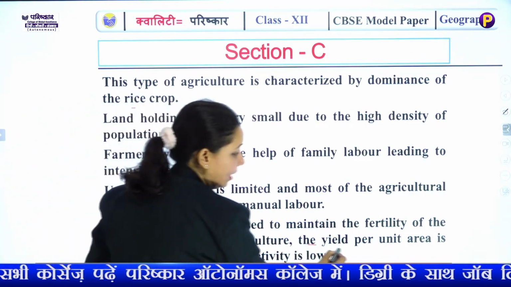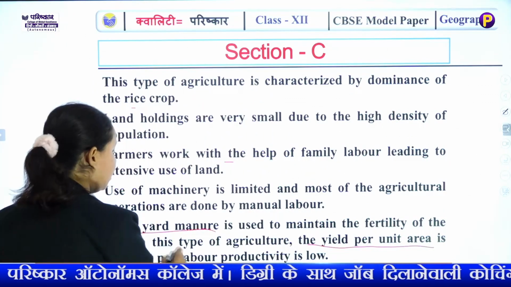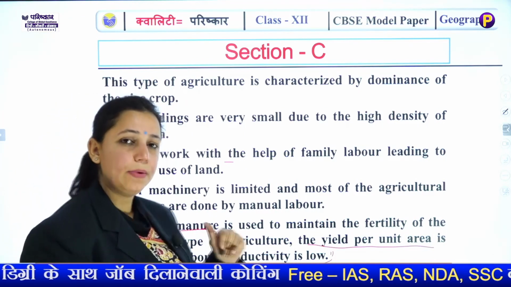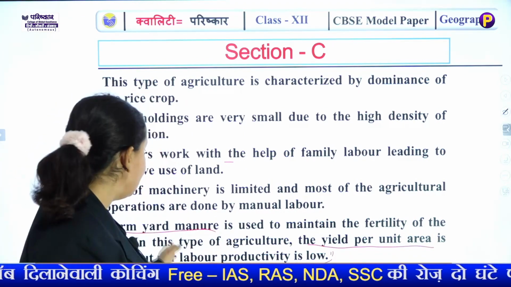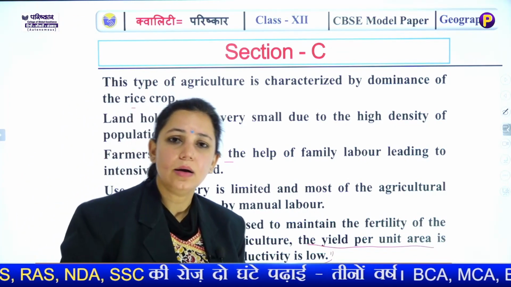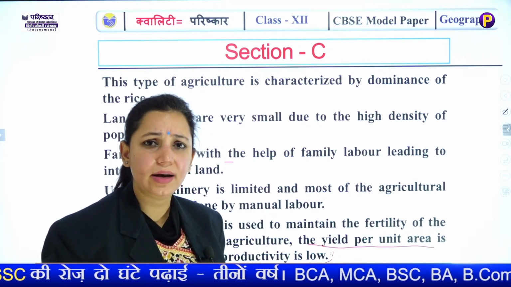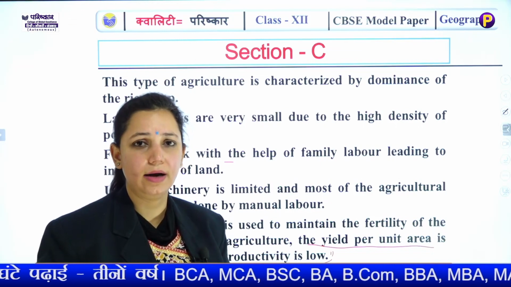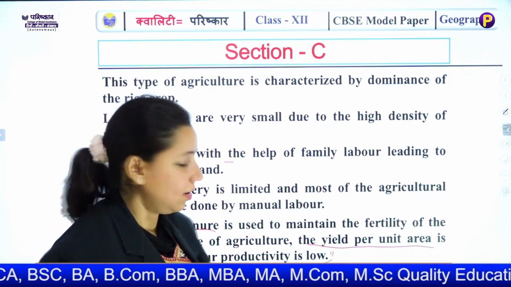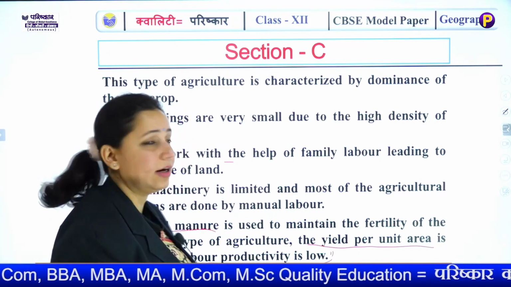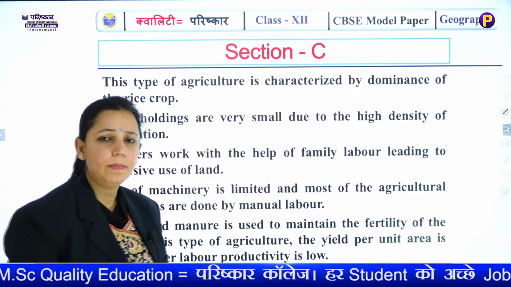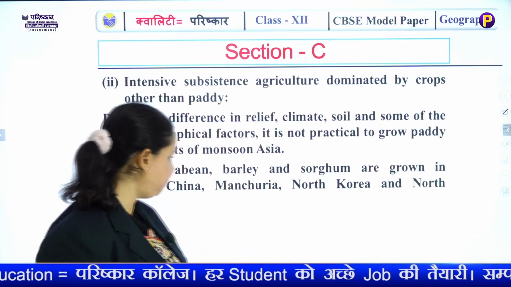Here the yield per unit area is high but per labor productivity is low. This is an important line. Yield per unit output is high, but per the number of people employed, the need for labor is not so high, yet more labor is engaged in a particular small patch of area. So per labor productivity is low. Generally the whole family is engaged in one small patch of land.